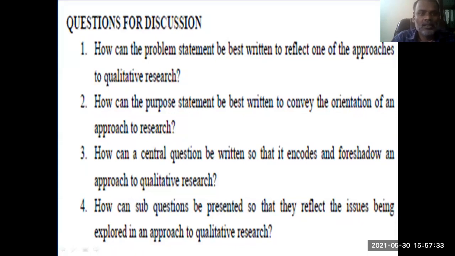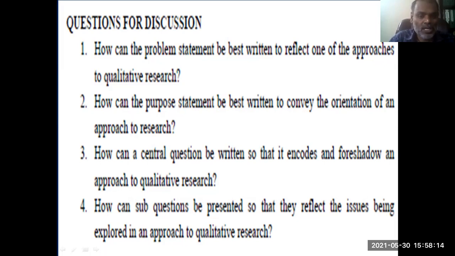So there are questions for discussion. How can the problem statement best be written to reflect one of the approaches to qualitative research? Maybe, for example, if you want to do a case study, how are you going to frame your problem statement, or how are you going to write your rationale for a case study approach or narrative study approach. Maybe you select one qualitative approach and write a problem statement. That's the first question. Then the second question, how can the purpose statement best be written to convey the orientation of an approach?